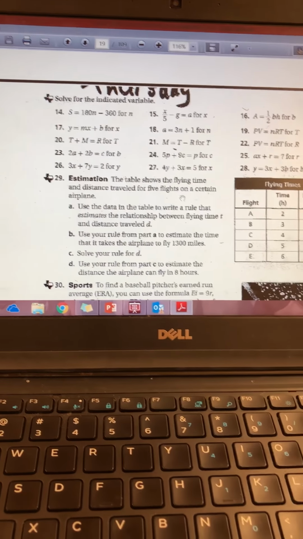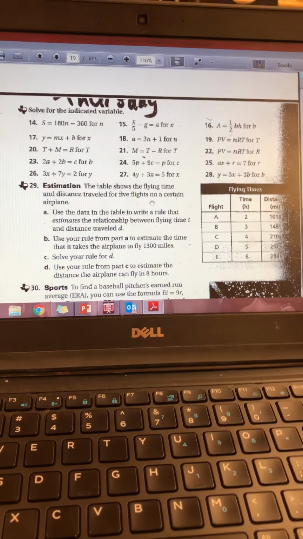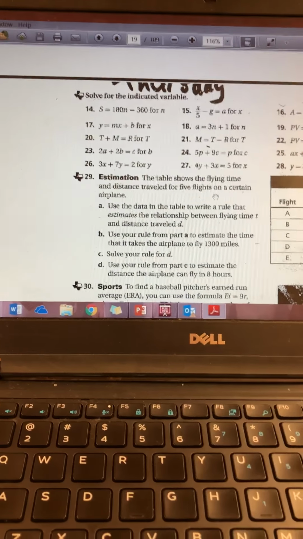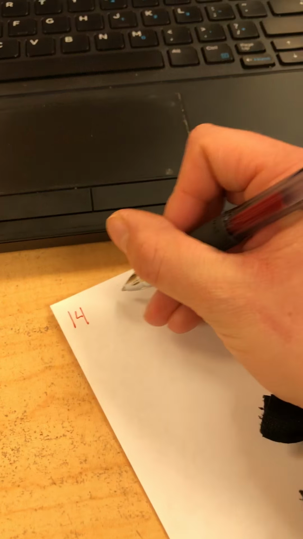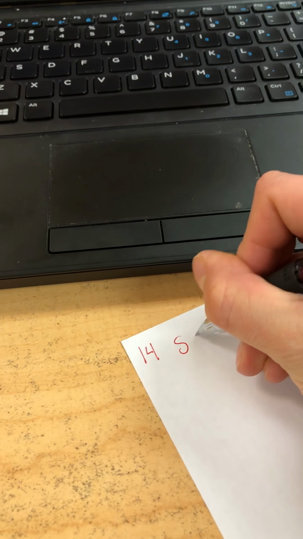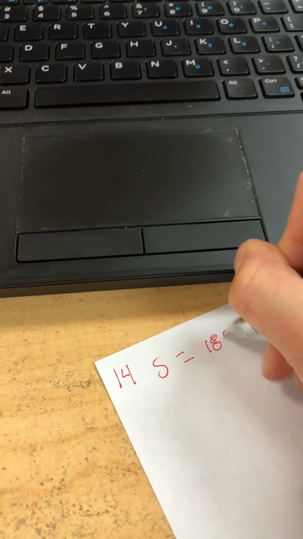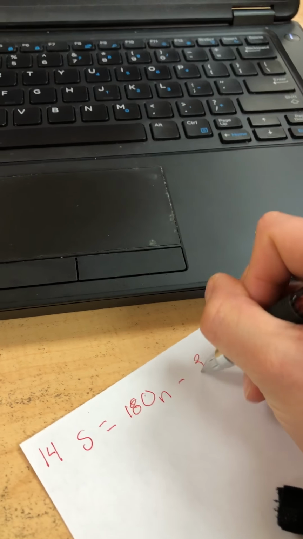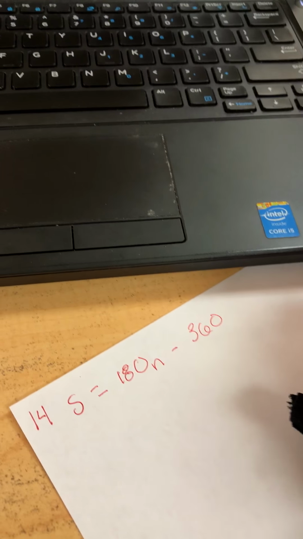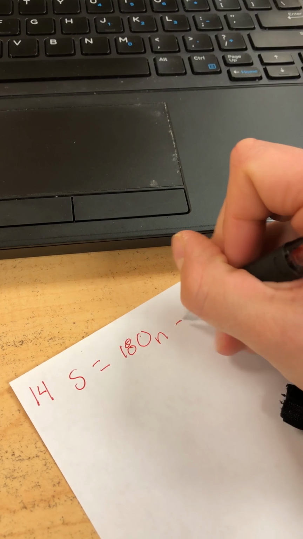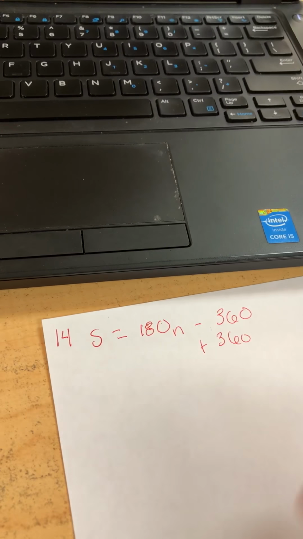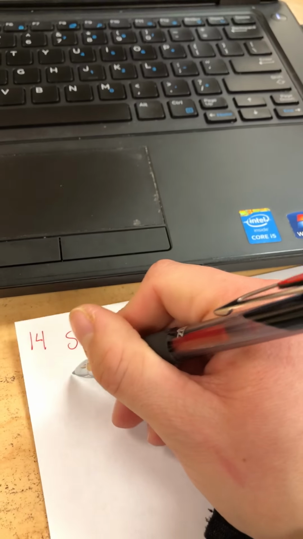In order to do that, we're going to perform inverse operations so that we have an equation that is n equals something. I'm going to write it on my separate piece of paper so that Miss Hood didn't have to make a copy. I have S is equal to 180n minus 360. The first step is to perform inverse operations. I'm going to add 360. What I do to one side, I have to do to the other side.